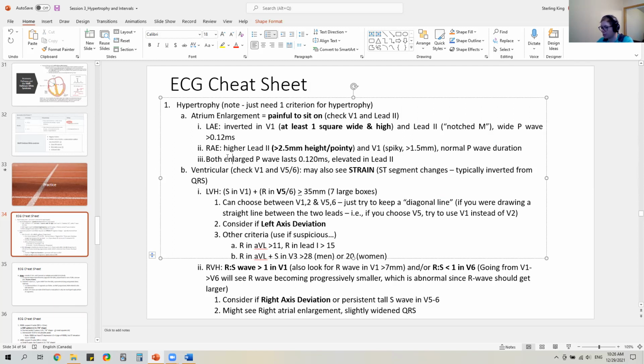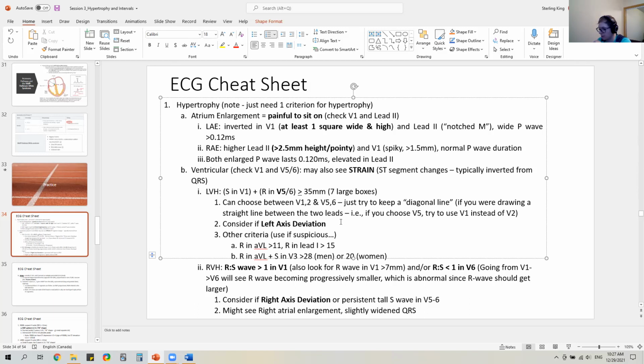For ventricular hypertrophy, so we're done with atrium, we're checking leads V1, V5 and V6, and we're also looking for strain, which is those ST segment changes, hockey sticking. For left ventricular hypertrophy, you're looking at S in V1 plus the R in V5 or V6. If it's greater than or equal to 35 millimeters, 7 large boxes, that would be hypertrophy in the left ventricle. You can choose between V1 and V2 and V5 and V6, but you try to keep a diagonal line. So if you choose V5, try to choose V1. If you choose V6, you can choose either V1 or V2, because you just want to keep some distance between the two. So a diagonal line.